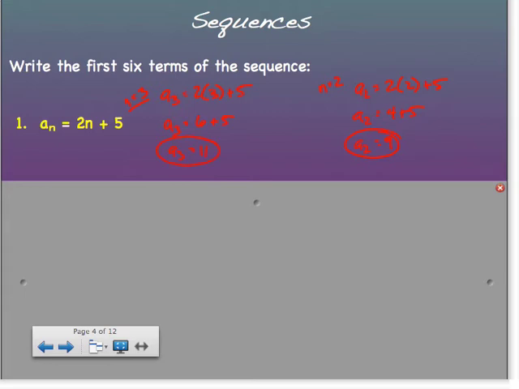Hopefully at this point you're starting to see a pattern. We had 7, we had 9, we have 11. My guess would be we're going to have 13, and then we're also going to have 15. That's the first 5. One more, 17.